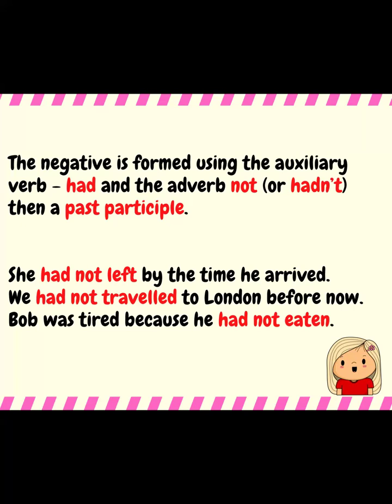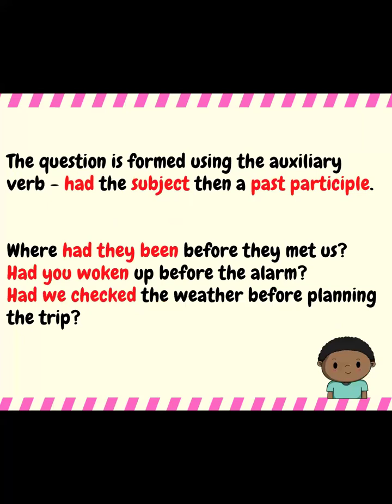And then the final bit that we are going to look at, the question form, how we structure that, we would switch things around. So you would have the had and then the subject and then the past participle. And sometimes you will have other question words before the bit that tells you the tense, okay? So where had they been before they met us? So again, it's sequencing the events, but it's asking the question, where had they been?